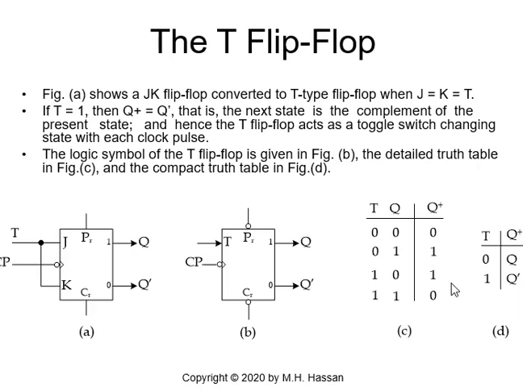Now, in the compact truth table, we see that if T is 0, the output will follow the input, so Q plus will be equal to Q.